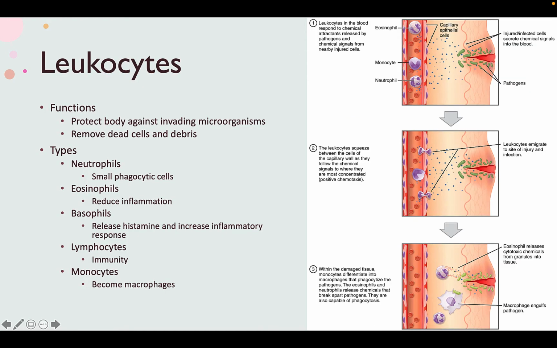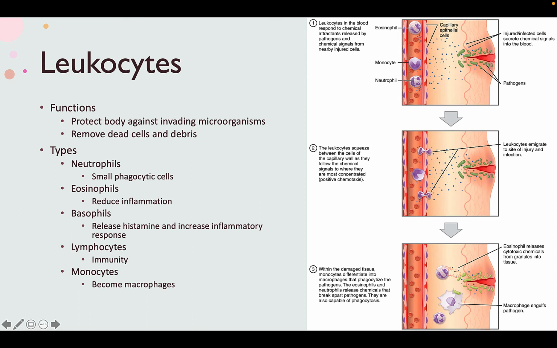Leukocytes, these are the white blood cells. They function to protect the body against invading microorganisms and pathogens, and they remove dead cells and debris so that we don't get infections. There are a bunch of different types. You have neutrophils, which function as small phagocytic cells, so they go around eating other cells, or like pathogens, so that we don't get infected.